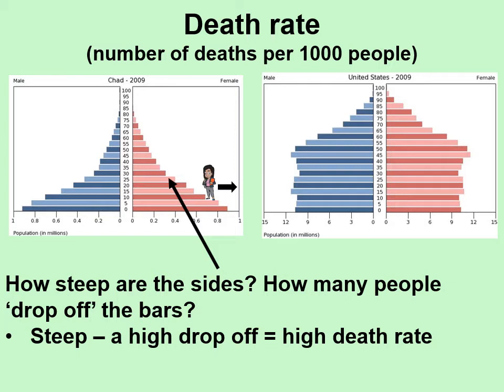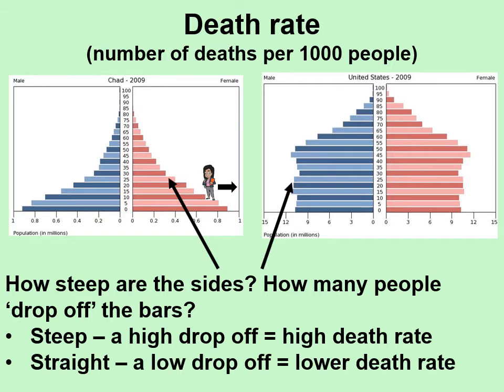So not as many people are surviving. The death rate is higher. In the USA though, we can see that the sides of the pyramid, especially for the bottom of the pyramid, are much straighter. There is less of a drop-off because more people are living. They are surviving and climbing up the next bar.